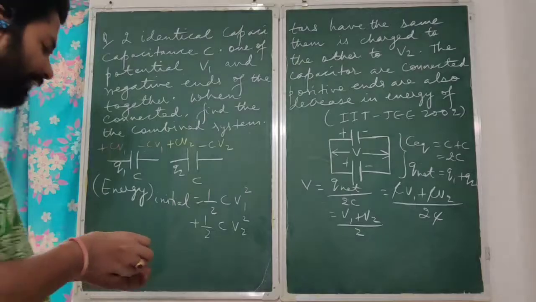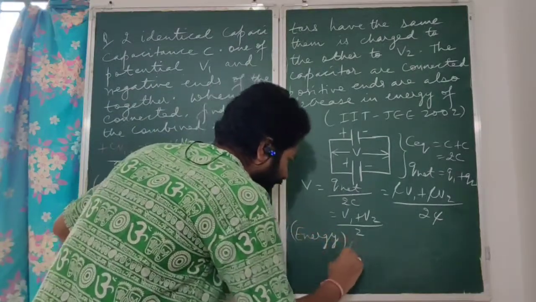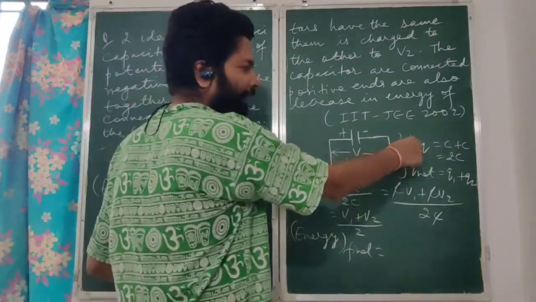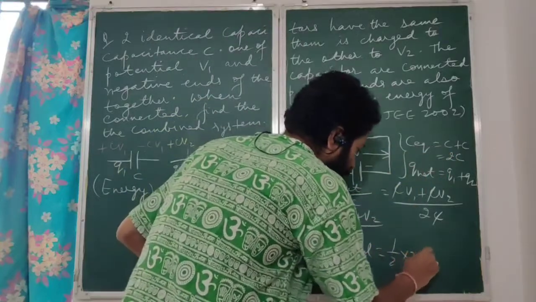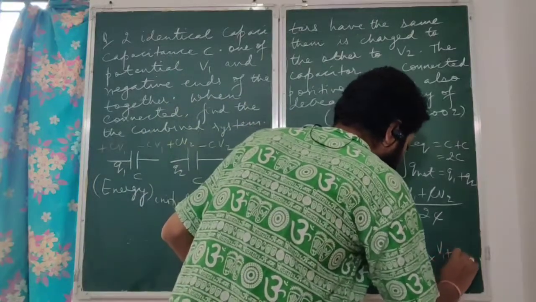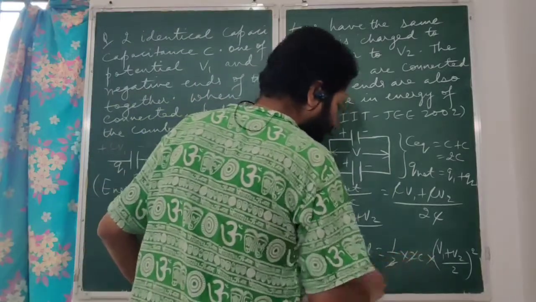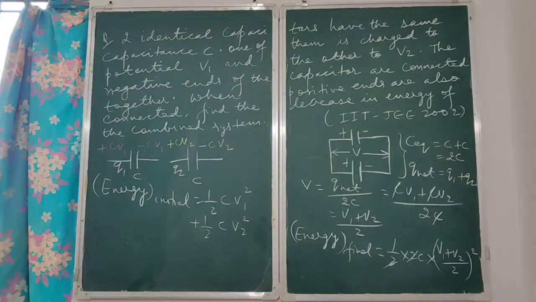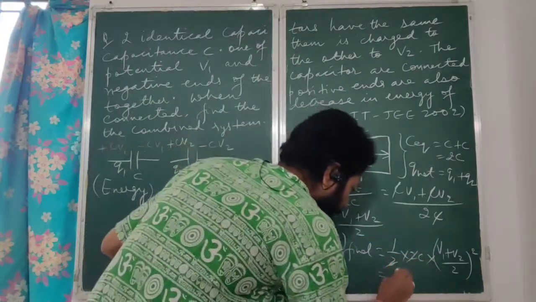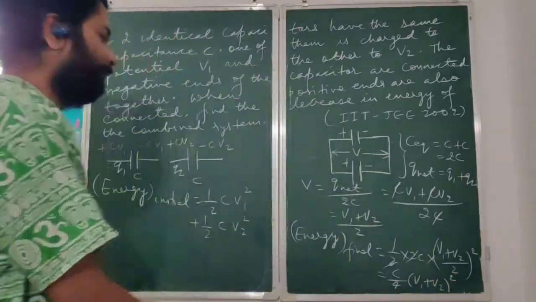So what will be the final energy? We can write final energy as, again the formula is half CV square. So C equivalent 2C, so half into 2C into the square of this. So how much will this be? V1 plus V2 by 2 whole square. So 2 and 2 will get cancelled, and you are having C by 4 into V1 plus V2 whole square.